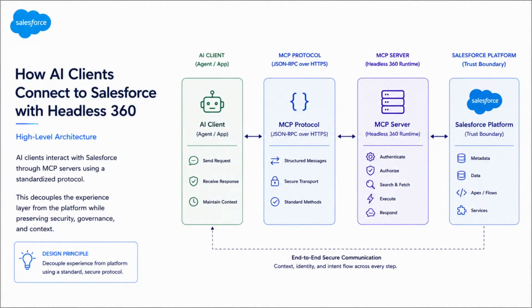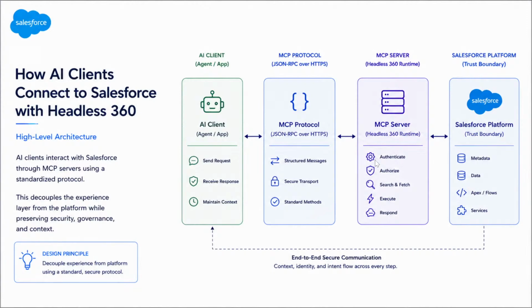Okay, now let's understand how AI clients connect to Salesforce with Headless 360. Let's try and understand this architecture here. Here is your Salesforce platform. Here is your MCP server. Here is your MCP protocol, and here are the AI clients. Your AI client speaks to your MCP server using the MCP protocol. These are structured messages. These are secure, and there are standard methods which are used for it.